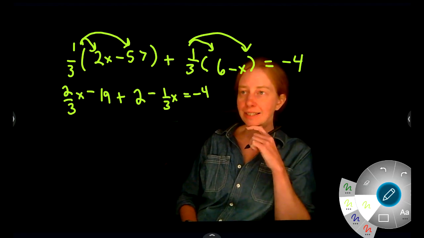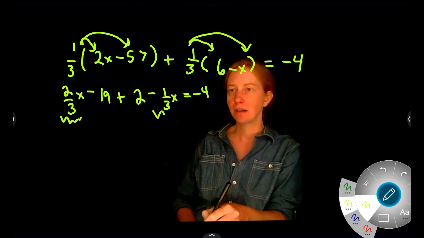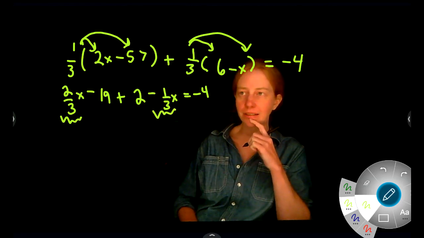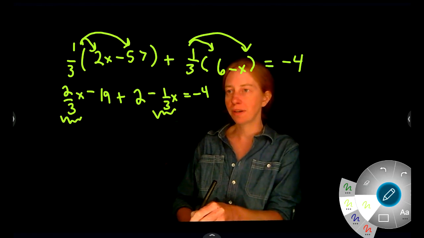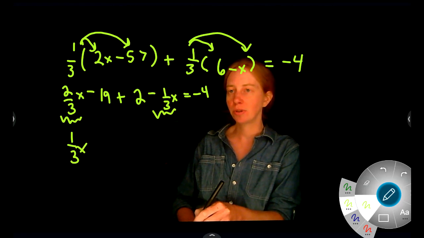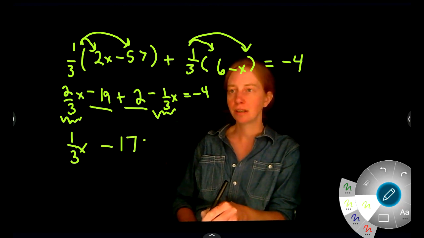Now our next step is going to be combining like terms. So we have the things that are connected to x's. We're going to add 2/3 x minus 1/3 x. So 2/3 minus 1/3 is 1/3 left. We keep that x attached to it. Minus 19 plus 2 is minus 17. We still have it equaling -4.